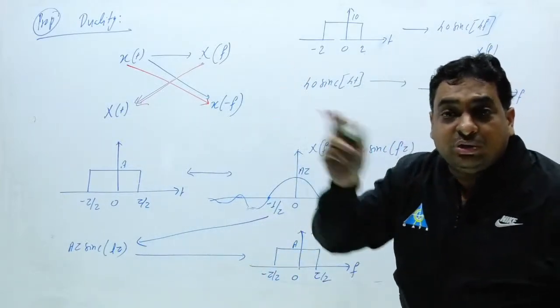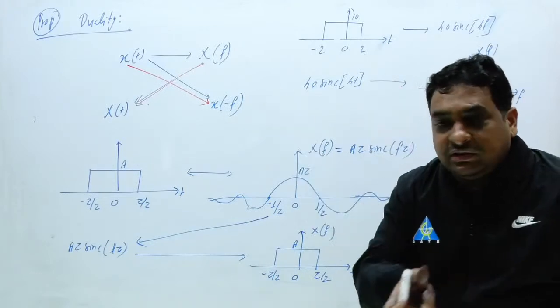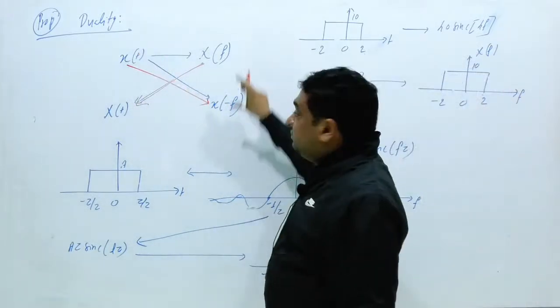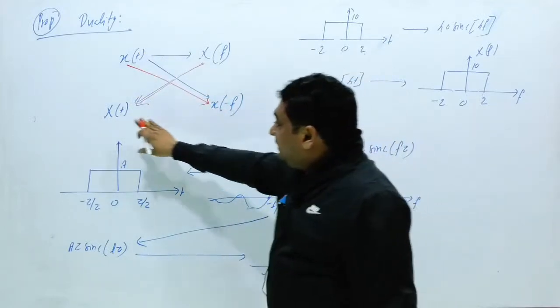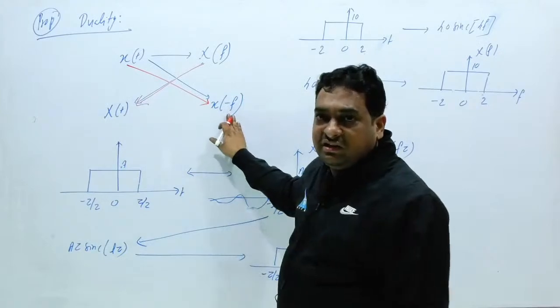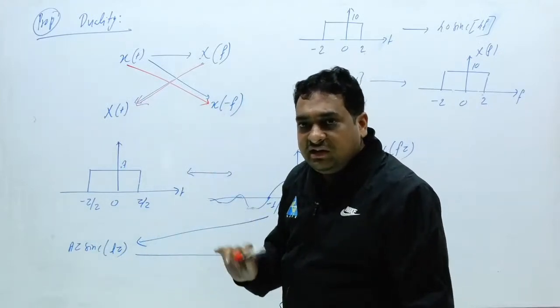So this will be 1 by... No. Just the shape you have to change. This shape as it is and this shape as it is. Only this shape you can put here and you should revert. Either this thing is reverted or that thing is reverted. Any one will be reverted.